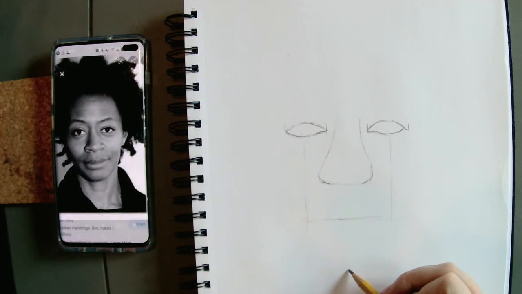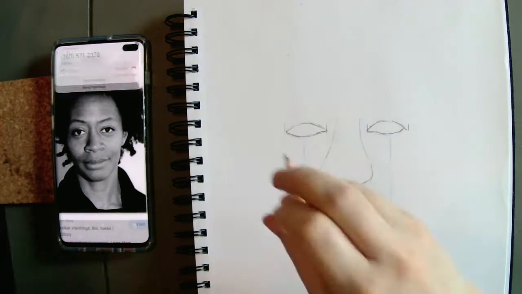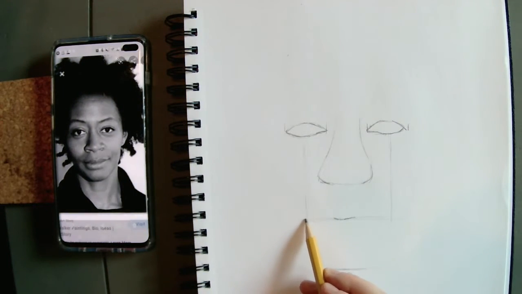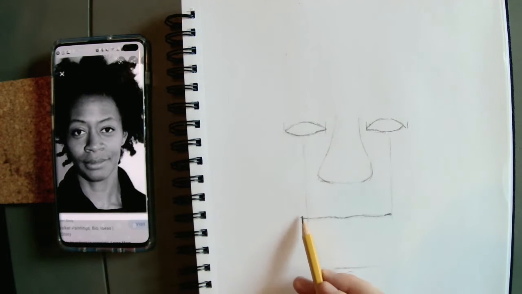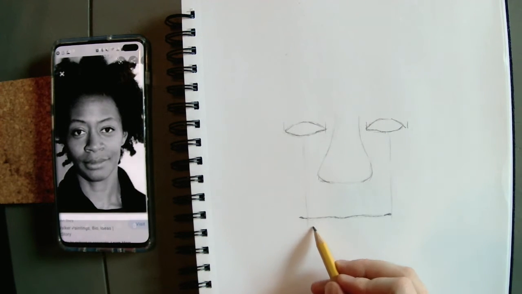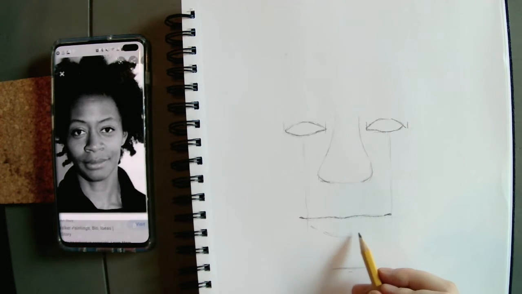Now I'm going in and finding the measurement from the center part of her lips to where the bottom of her chin is. You'll see that when I draw a face, I don't start with the circle of the head. I like to draw with the features first. That's just a personal preference, and it's not the right way to do things. It's just how I do things. I just find that it helps me to get a more accurate shape of the face in the long run.